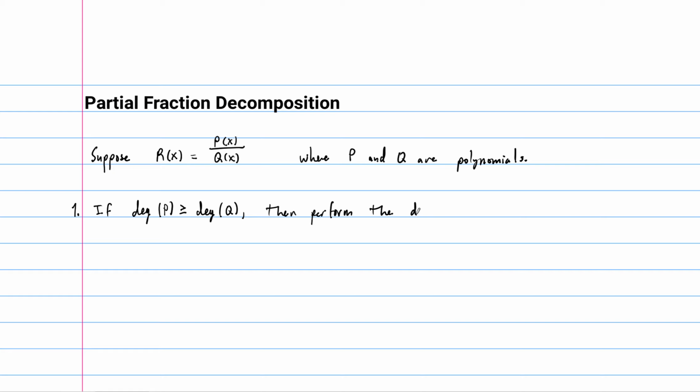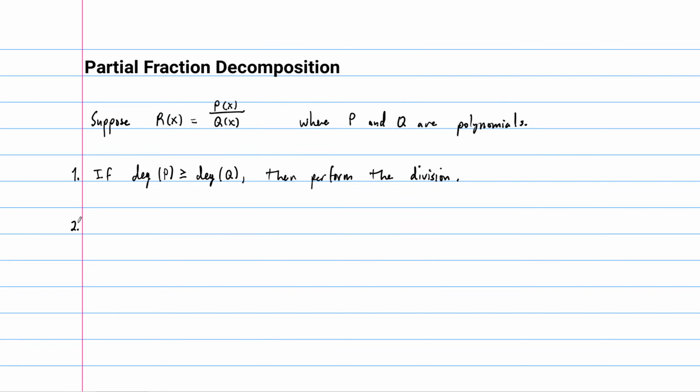So perform the division. Once you do the division, you'll probably end up with a remainder. If not, then you're good to go, because you just have a polynomial. But if you end up with a remainder, then you'll perform the following steps. Whatever comes after this step one, you'll perform those steps on the remainder term.